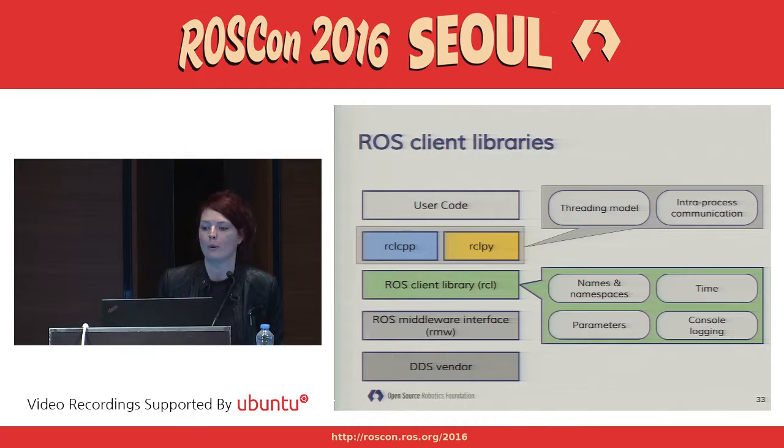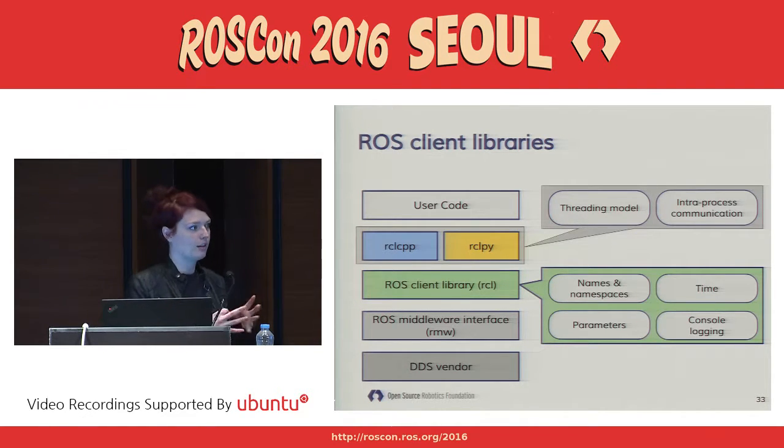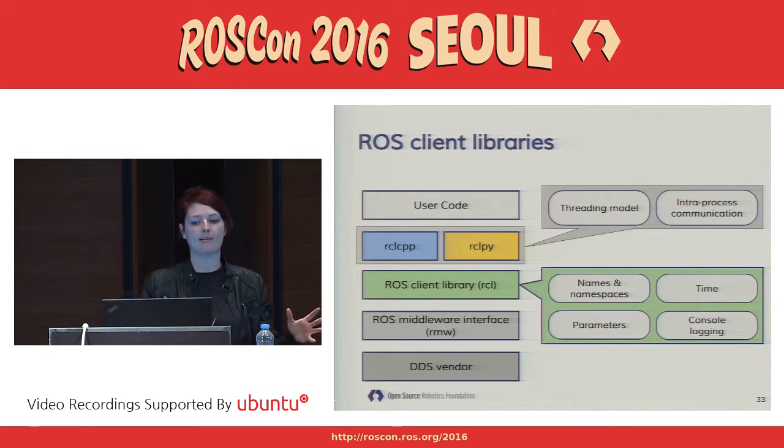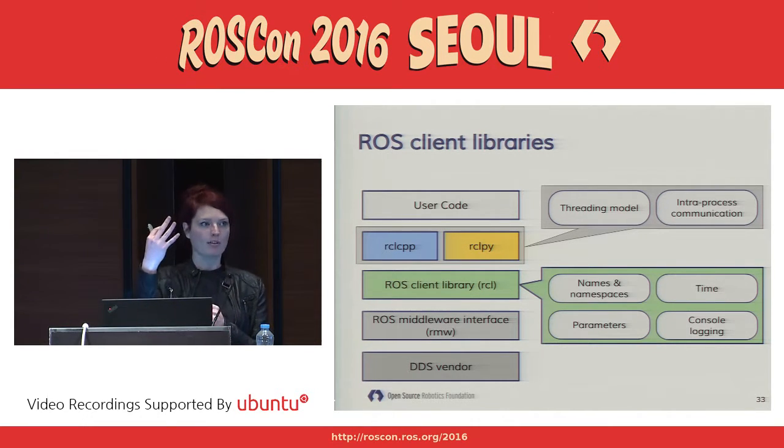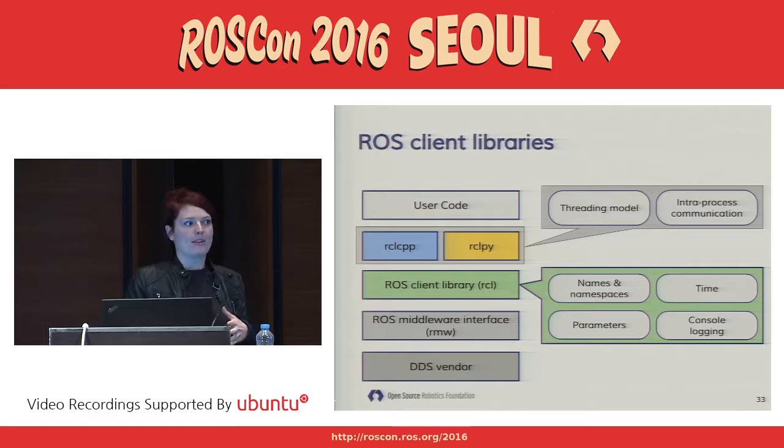So this is what we have done. We've broken out the core functionality of the client library into the ROS client library, and then the programming language specific client libraries build on top of that to fill in what's missing. And by doing this, we hope that the client libraries of the different languages are smaller and easier to maintain. But more importantly, we find that they're more consistent.